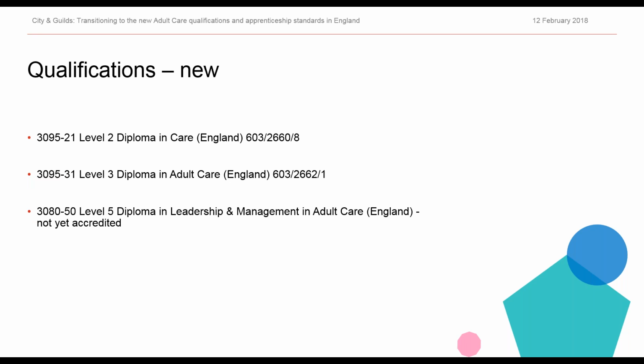Our new qualifications, which now fit into the revised apprenticeship standards for adult care worker and lead adult care worker, are here. So we have a level 2 diploma in care and a level 3 diploma in adult care. We're also still working on the level 5 diploma, which will be in the published standard for the leader in adult care. And we're hoping to be able to provide you with the handbook in springtime so that you can start to plan for your provision in the autumn.